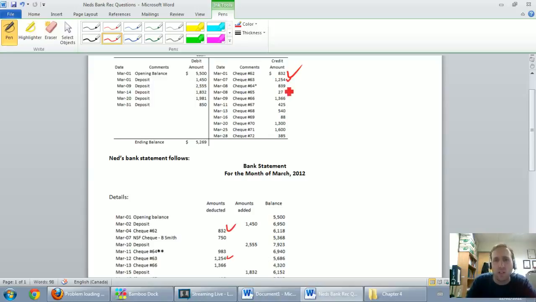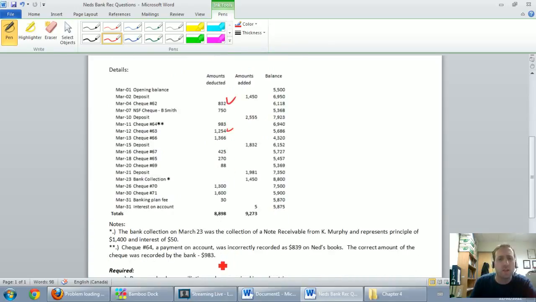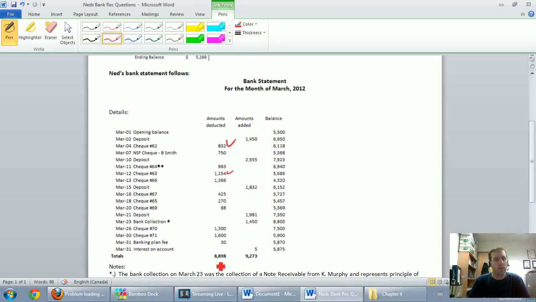Check 64, now there's an asterisk, and it says 839, and I see check 64 down here, 2 asterisks, it says 983. There's obviously something going on there. Let's go down to the asterisks, and actually there it is, the 2 asterisk one. It says check 64, a payment on account was incorrectly recorded as 839 on Ned's books. The correct amount of the check was recorded by the bank, 983. So what they're saying here is there was a mistake.